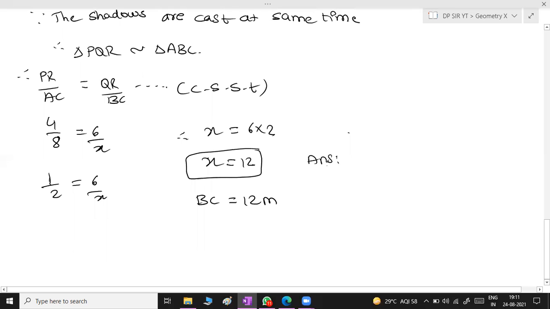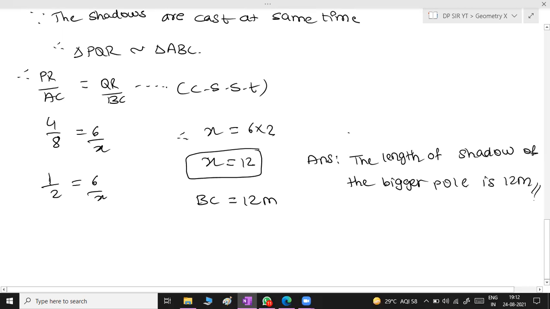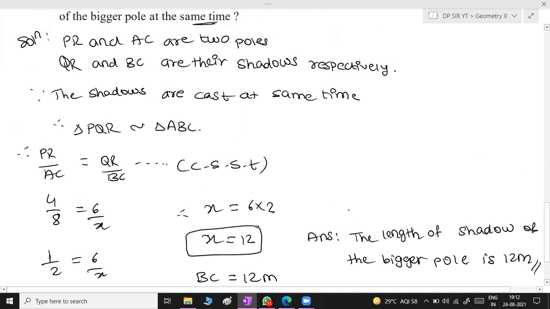So your final answer statement would be: the length of the shadow of the bigger pole is 12 meters. I hope the question is very clear to you all. So you can just start with the solution part. In the meanwhile, I'll copy the next question for you all.